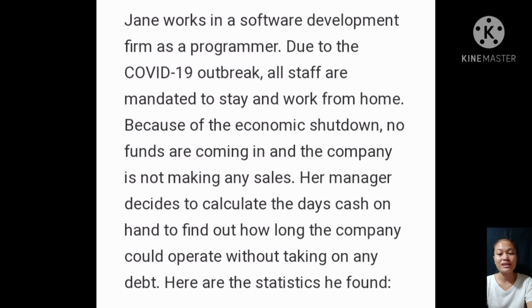For example, Jane works in a software development firm as a programmer. Due to the COVID-19 outbreak, all staff are mandated to stay and work from home. Because of the economic shutdown, no funds are coming in and the company is not making any sales. Her manager decides to calculate the days cash on hand to find out how long the company could operate without taking on any debt. Here are the statistics he found.